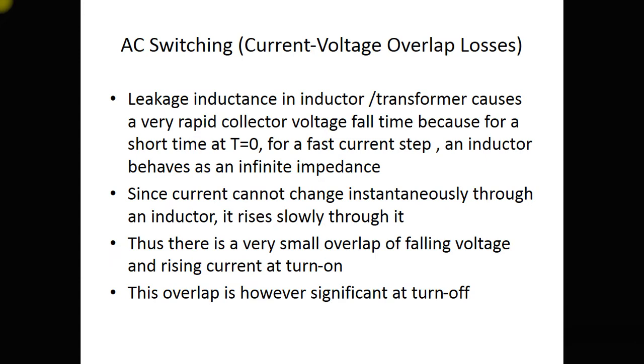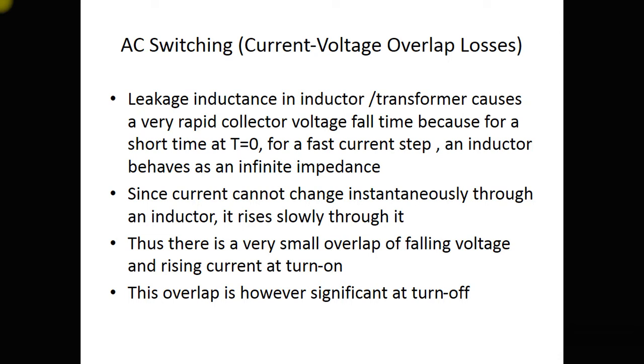AC voltage switching, current to voltage overlap losses are also there. Leakage inductance in an inductor or transformer causes a very rapid collector voltage fall time, because for a short time at t equal to 0, for a fast current step an inductor behaves as an infinite impedance. So this is a very important aspect. Since current cannot change instantaneously through the inductor, it rises slowly. Therefore there is a very small overlap of falling voltage and rising current at turn on.